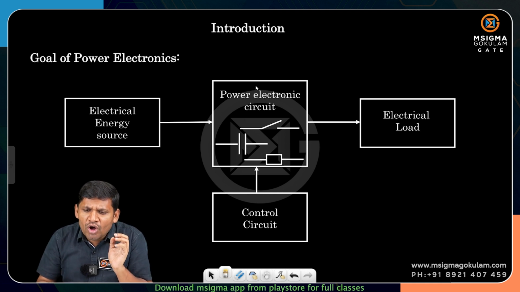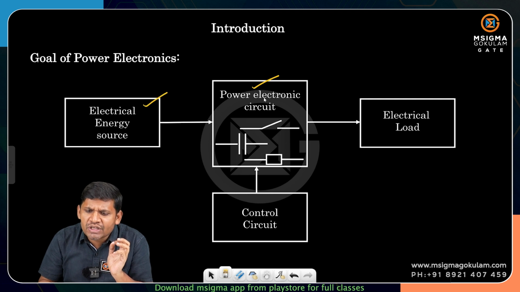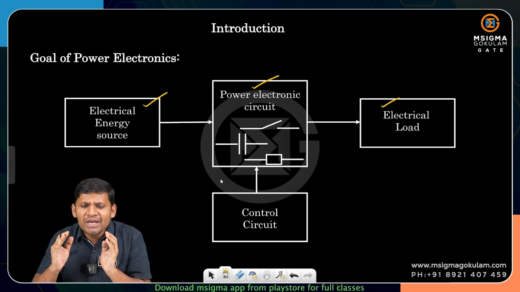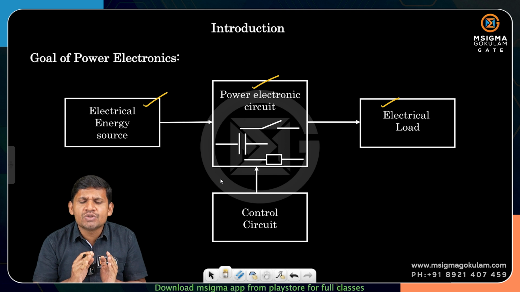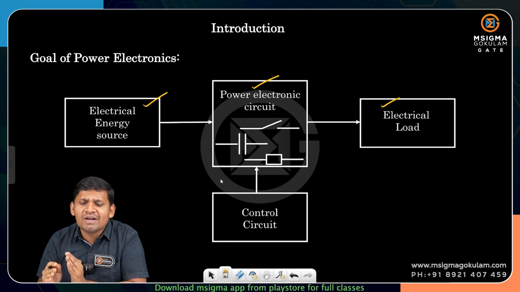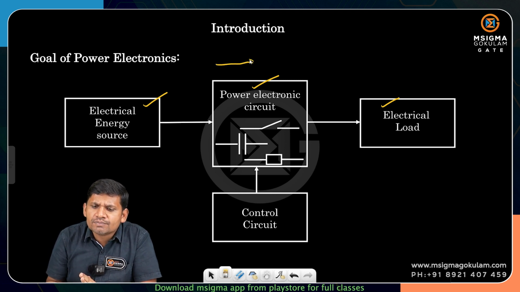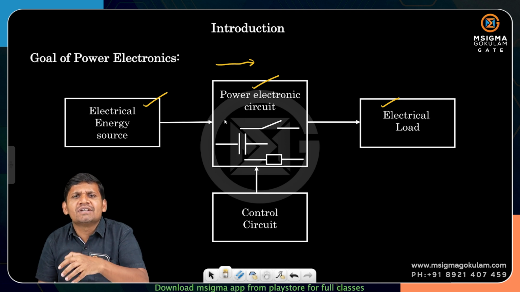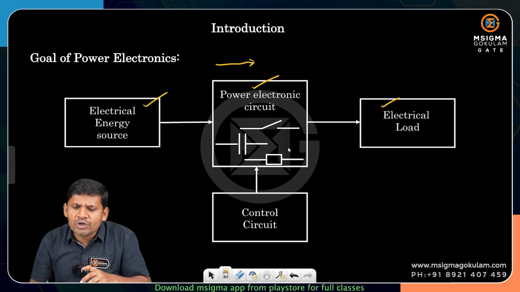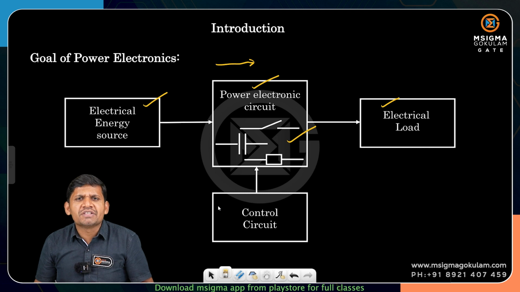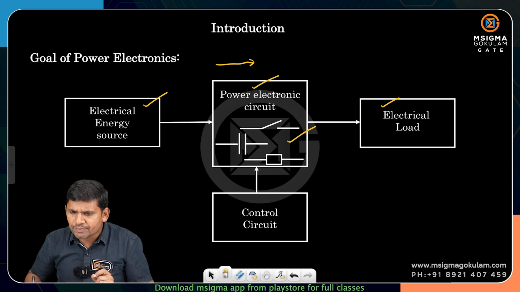Then what is the goal of power electronics? If any power electronic circuit is connected between source and load, the main goal or aim of power electronics is to control the power or to convert the power from source to load. You have to control the power or convert the power. For that purpose only, we are using a power electronic circuit between the source and the load. That is the main goal of power electronics.